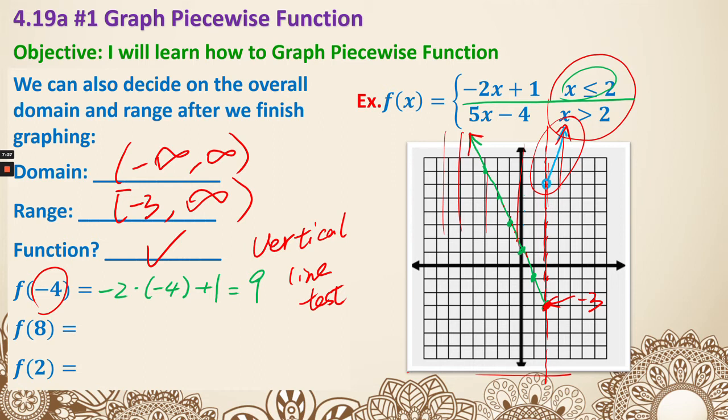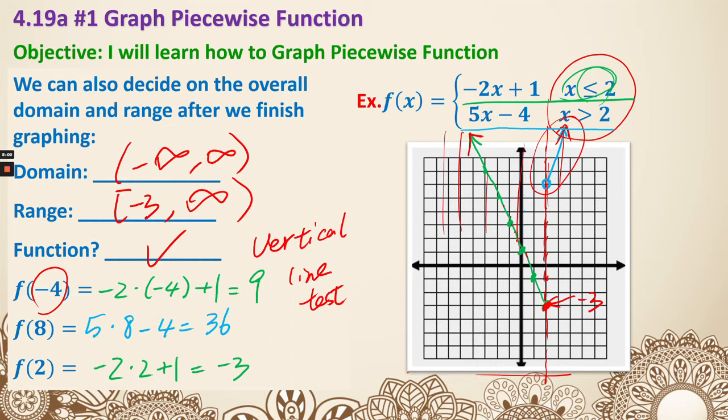Next, f of 8, this time x is greater than 2. So clearly I'm going to use the second one. So it's 5 times 8 minus 4, which is 40 minus 4, which is 36. And next, f of 2. Even though both domains mention 2, only the top one has an equal sign for 2, so we have to use the top one. Negative 2 times 2 plus 1 is negative 3. That is fully the first example.